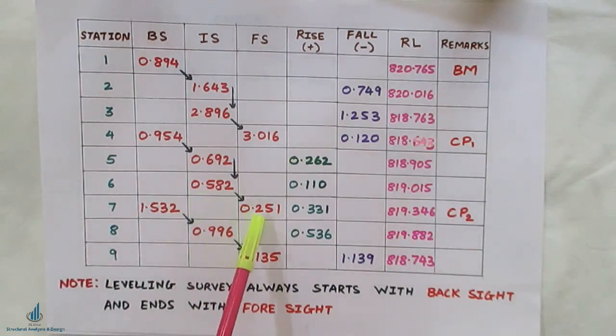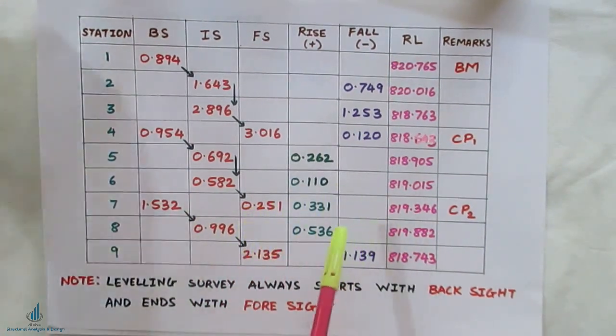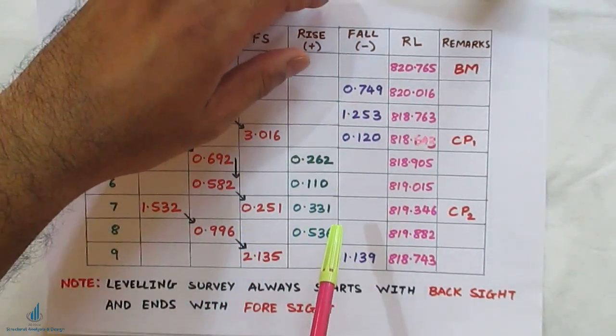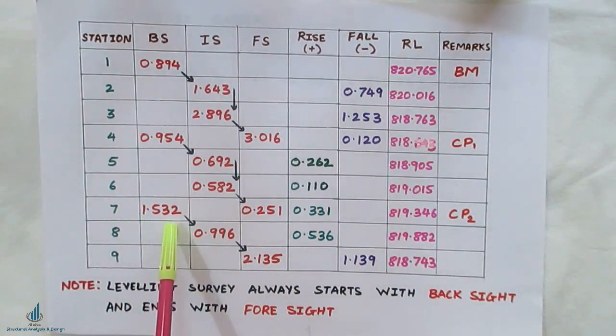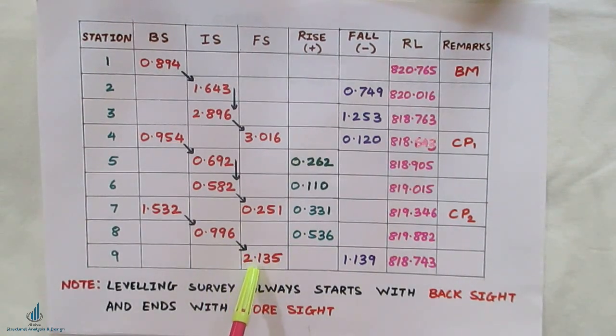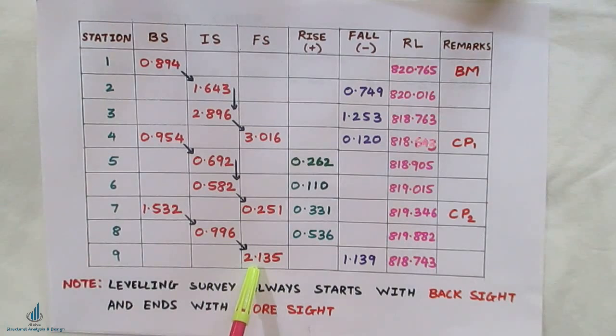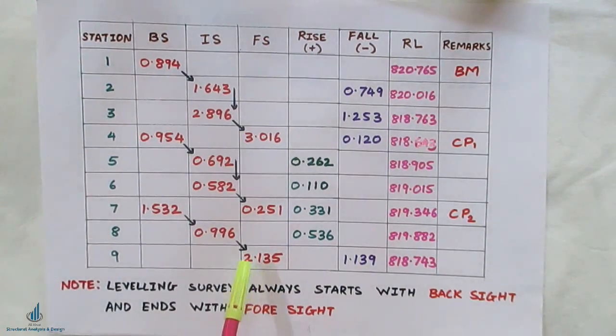Next two values, 0.852 and 0.251. If you subtract these two values you will get 0.331, which you have to write in the rise column. Next, 1.532 minus 0.996, positive 0.536. And the last two readings, 0.996 minus 2.135, you will get the negative value, so you have to write down in the fall column, 1.139.